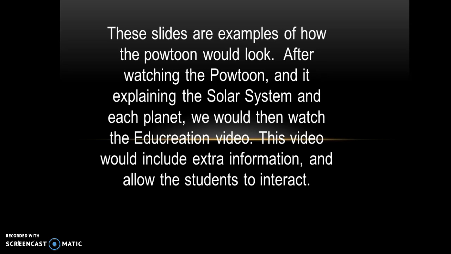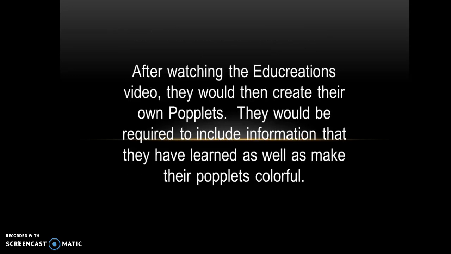After watching the Powtoon and it explaining the solar system and each of the planets, we would then watch the Educreations video. This video would include extra information, fun facts, and it would allow the students to interact. After watching the Educreations video, they would then create their own Popplets. They would be required to include information that they have learned, as well as making their Popplets colorful. This would allow the students to become creative with their learning.